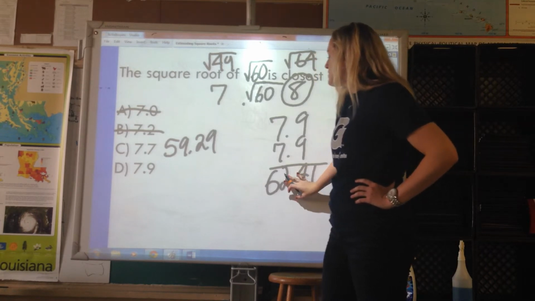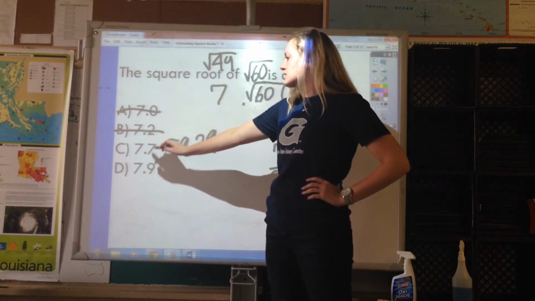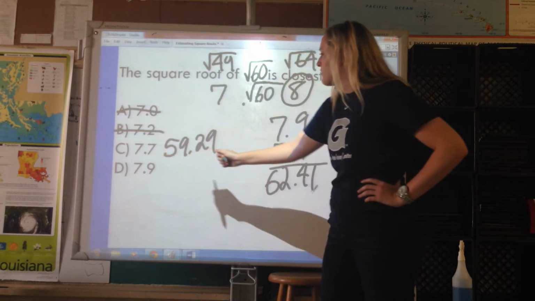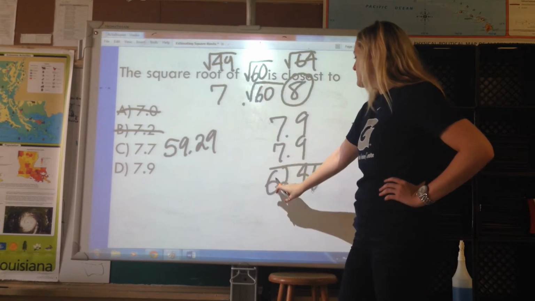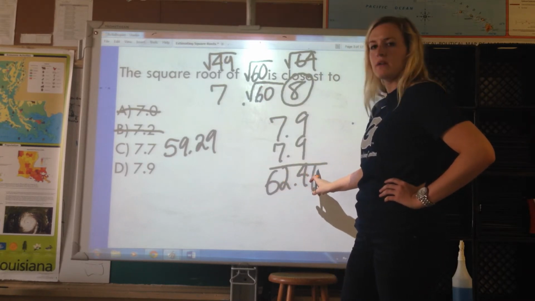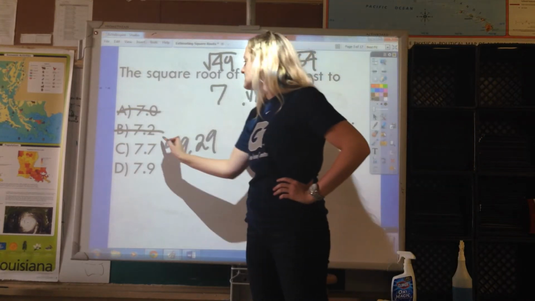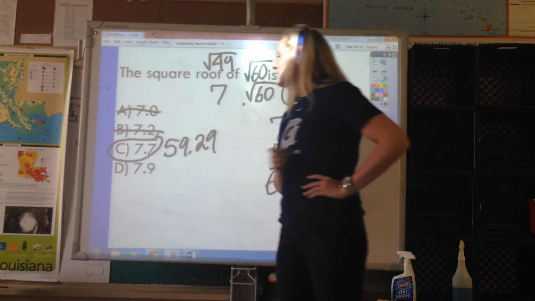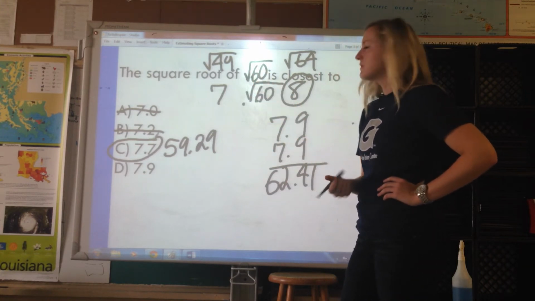And now my last step is to figure out, is 7.7 closer or 7.9? 59.29 is closer to the number 60 than 62.41. Again, think of it in terms of money. So I can go ahead and say that 7.7 is our best guess for the square root of 60.